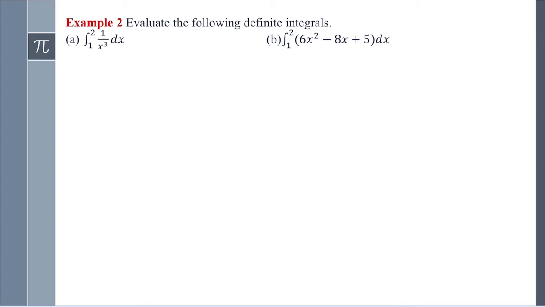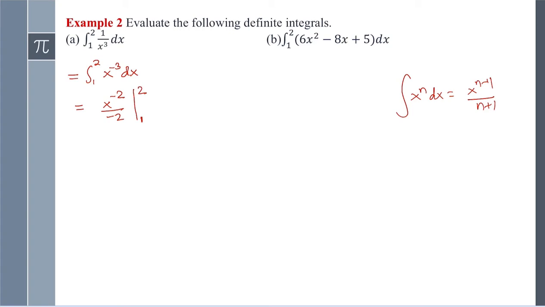So the first example here, we are going to evaluate this definite integral. So what we do is we'll first find the antiderivative. In order to do that, let's rewrite this function: instead of that rational function, we'll put that in the numerator, and we'll write it as x to the negative third dx. Now the antiderivative of x to the negative third is, if we have x to the n, the antiderivative is x to the n plus 1 over n plus 1. So negative 3 plus 1 is negative 2, over negative 2, and then we go from 1 to 2.